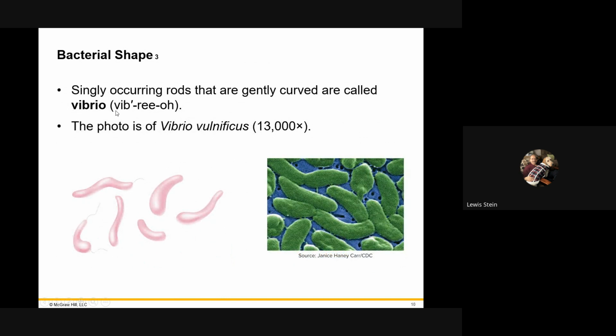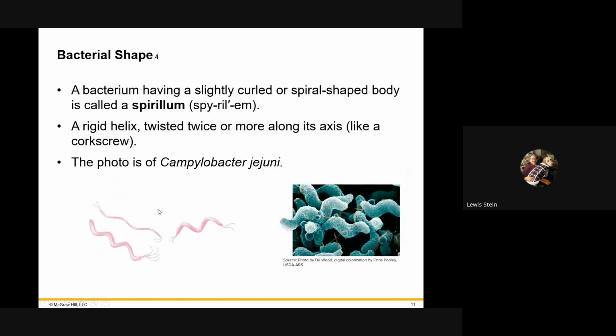So, shapes. The basic shapes are cocci, rods, spirals, and more or less curved forms. Vibrio, very famous because of cholera, named Vibrio cholerae, is a slightly curved or comma-shaped bacteria. Some of them are gentle spiral forms. Campylobacter jejuni, because they find it in the small intestine, the jejunum, is one that has this sort of form. We'll get to it when we get to digestive disorders.